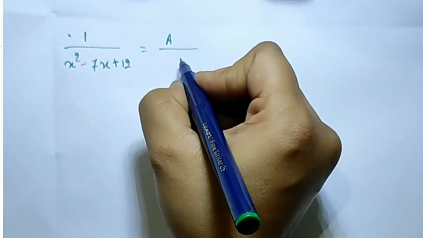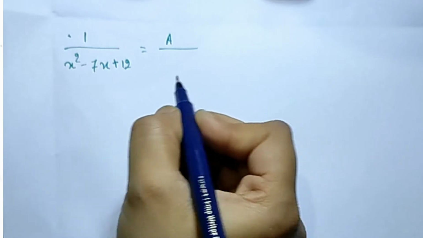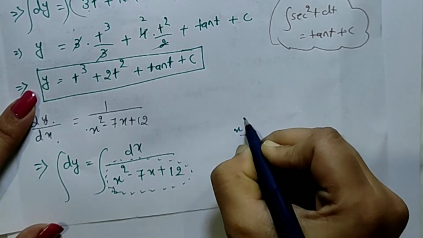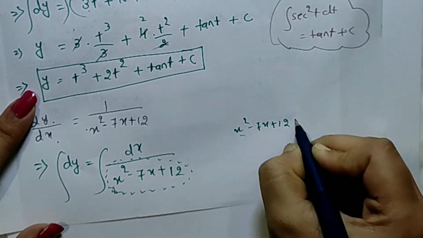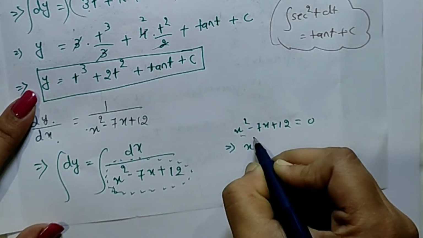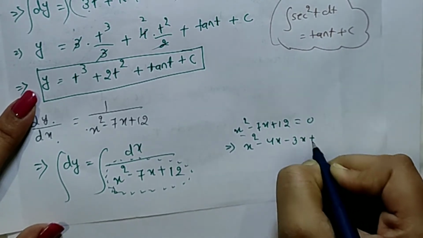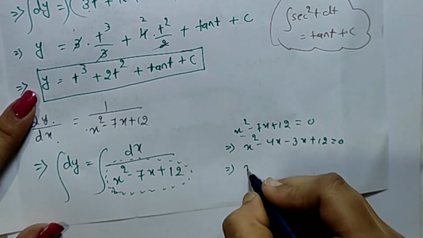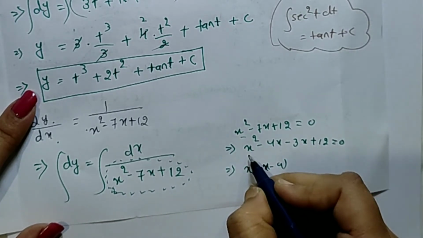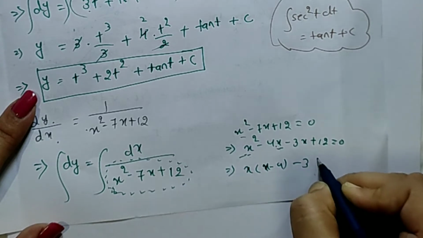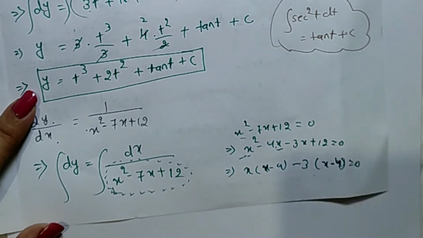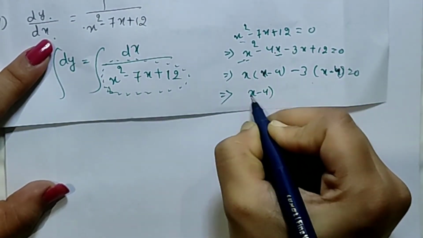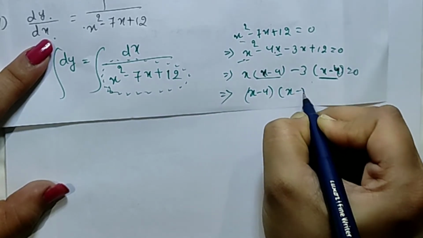a by, okay, at first let's factorize. This x square minus 7x plus 12 is equal to 0. Then I can write x square minus 4x minus 3x plus 12 is equal to 0. Each of us knows how to factor this term. So x into x minus 4, this x will be common from this term, minus 3 into x minus 4, which is equal to 0. Now I take common x minus 4 from these two terms, then x minus 3 is equal to 0.